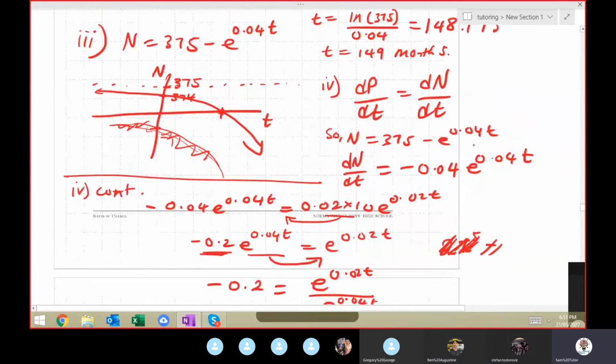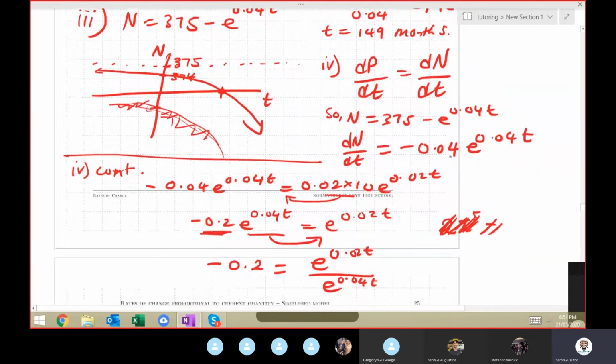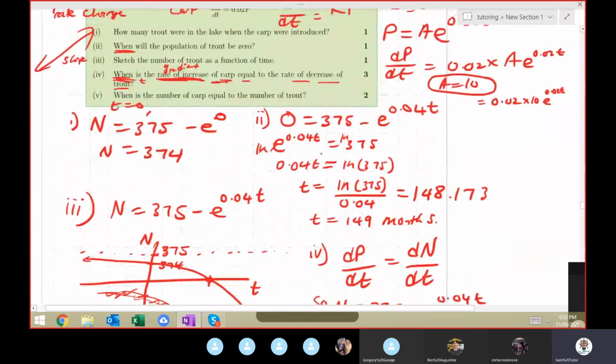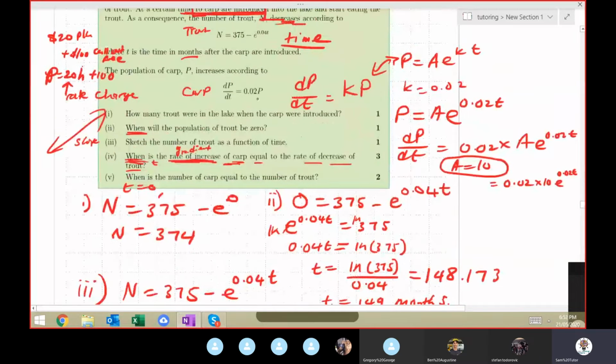dn on dt equals negative 0.04 e negative 0.04 t. Yeah, I don't think I've done that one wrong. Negative e equals just the dp. Did I get this bit wrong? dp on dt equals 0.02 k. K is increasing, so that should be e^kt. Yep, that is definitely increasing.